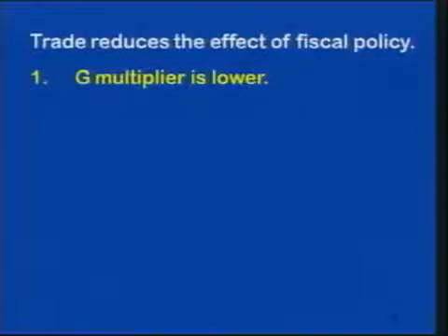Okay? That's what we just described. But there's a second effect also that is propagated by trade and makes fiscal policy even smaller than the reduction in the G multiplier, as we described, would imply. Well, once again, you got your notes? Does that show up correctly on your notes?